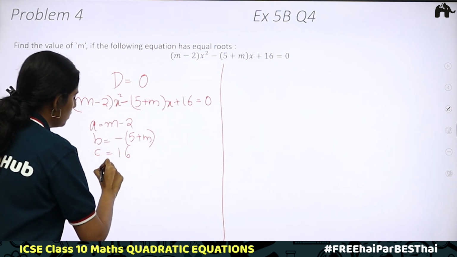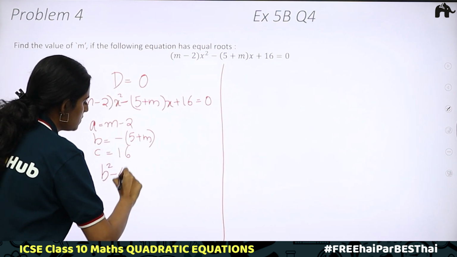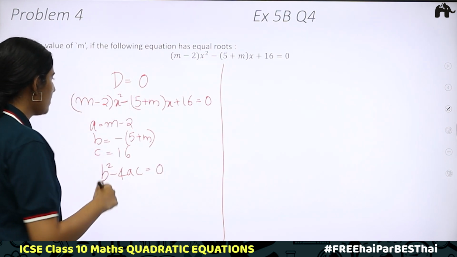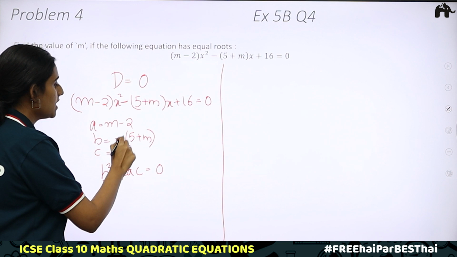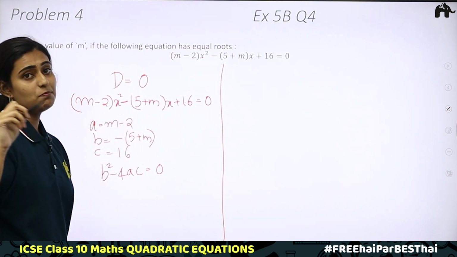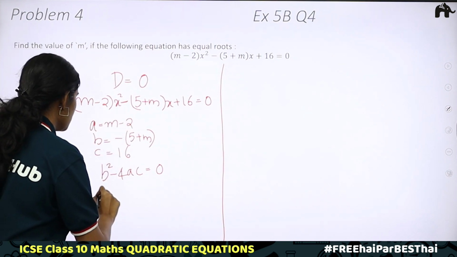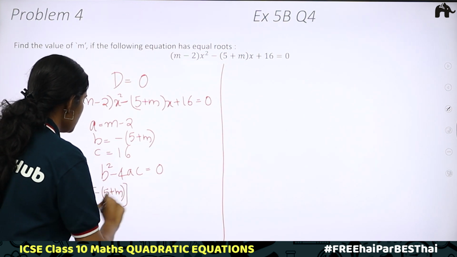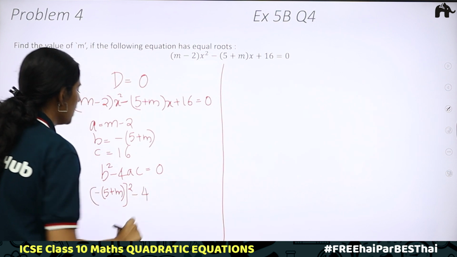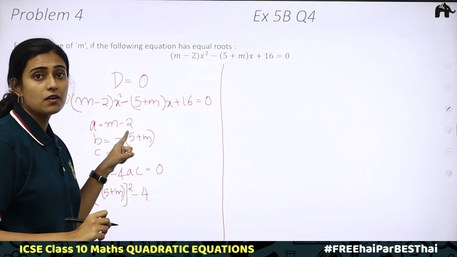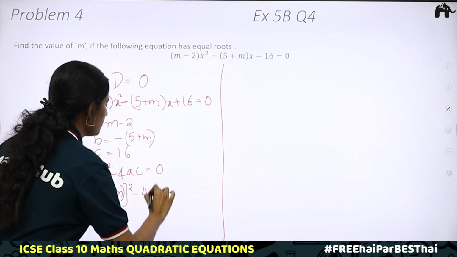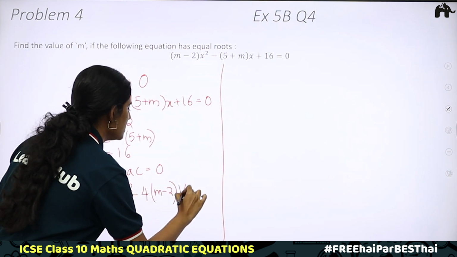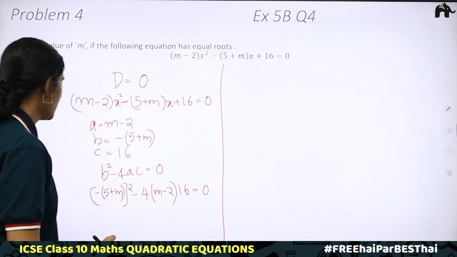Okay. Now, we have b square minus 4ac is equal to 0 because the discriminant is 0. Substituting values, what is b? Minus of 5 plus m. That is minus of (5 plus m) whole square minus 4ac. a is equal to m minus 2, into c. c is 16, is equal to 0.